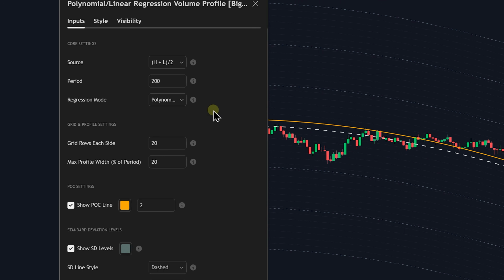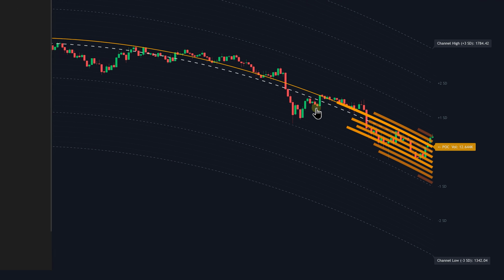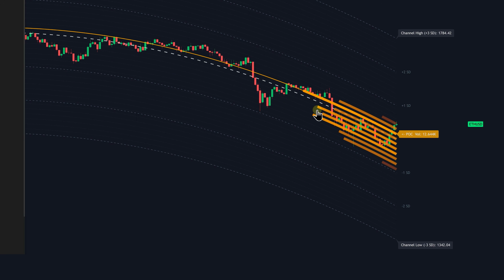The next thing to understand is the profile width or scaling. This controls how far the volume profile extends visually. If the profile is too wide, it can clutter the chart. If it's too small, it may be difficult to read the volume clusters. You want it wide enough to clearly see the POC and the major high volume zones, but not so wide that it covers too much price action.